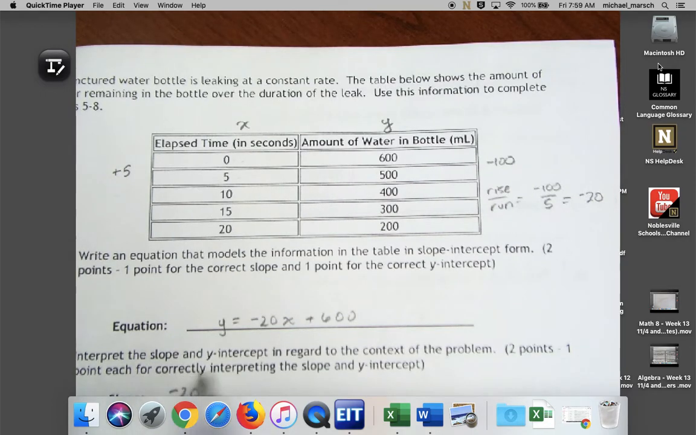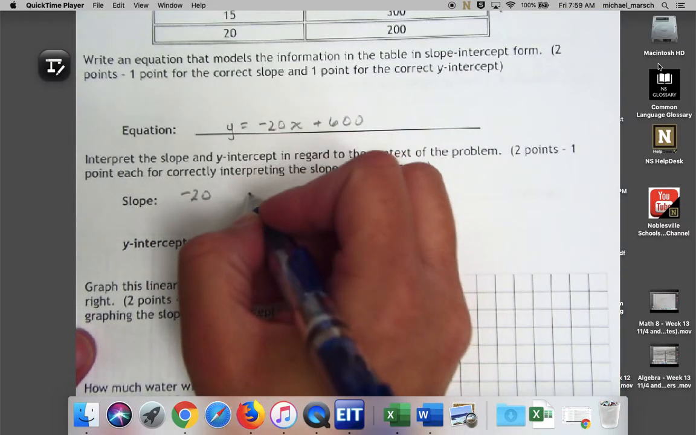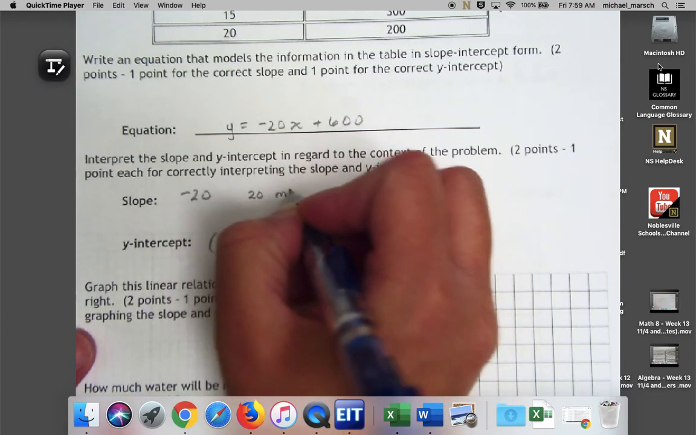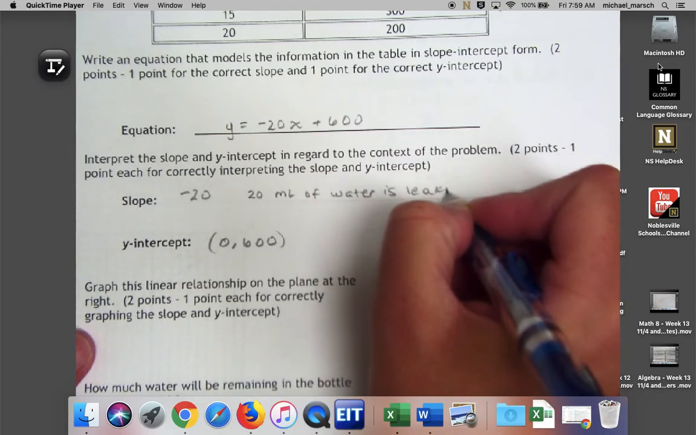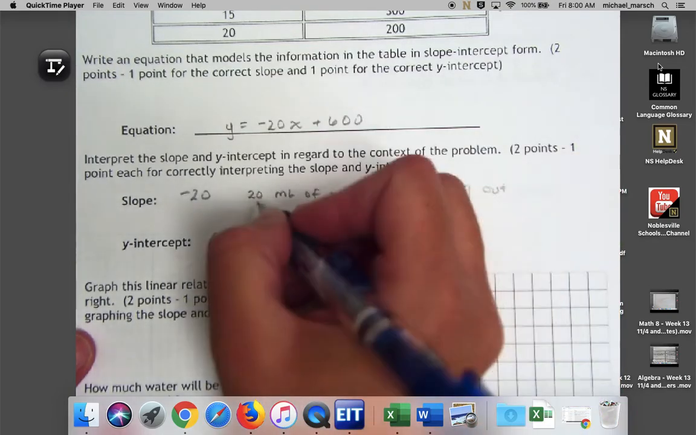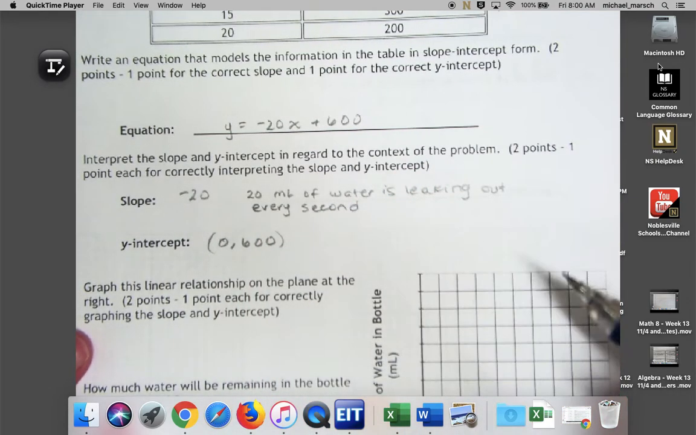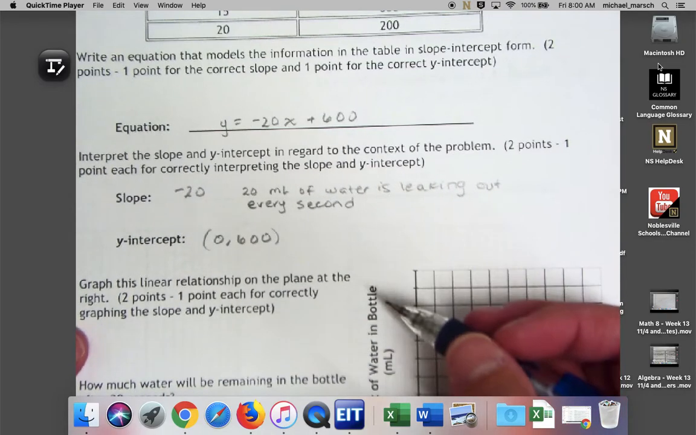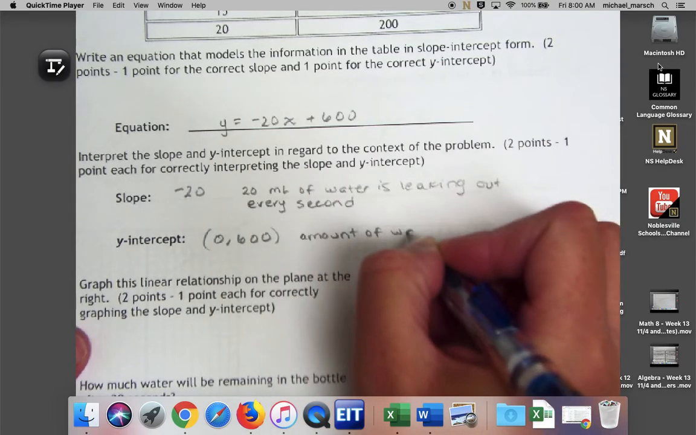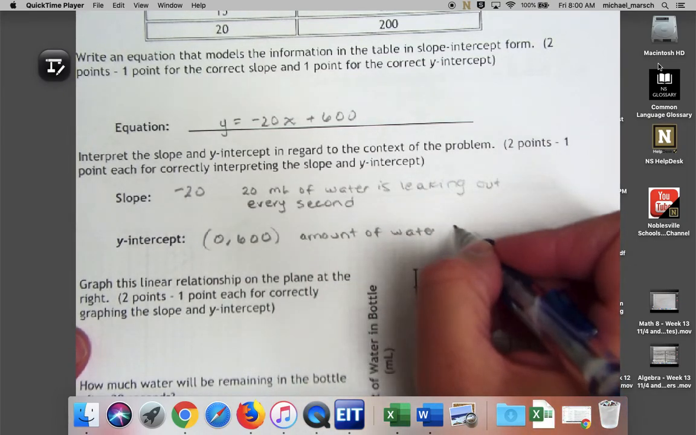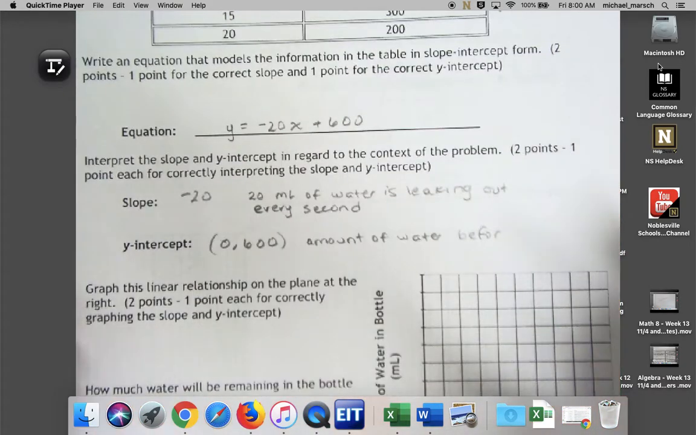Okay, interpret the slope and y-intercept. Oops, sorry guys. So what this negative 20 means is 20 milliliters of water is leaking out every second. That's what's happening there. The y-intercept, (0, 600), is the amount of water before the leak. Oops, I'm going to want to put an E there on before.